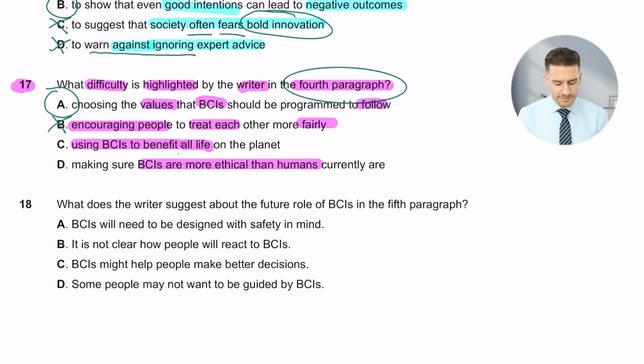Using BCIs to benefit all life on the planet. Well, no, doesn't talk about that. Making sure BCIs are more ethical than humans currently are. Well, no, it doesn't talk about that. So we can cross that one off as well. So for 17, the answer is A.